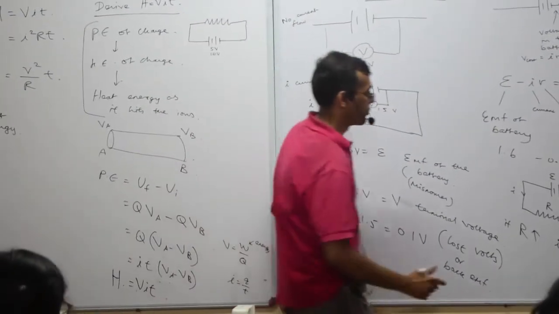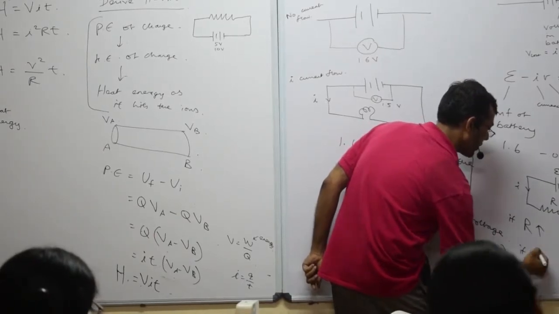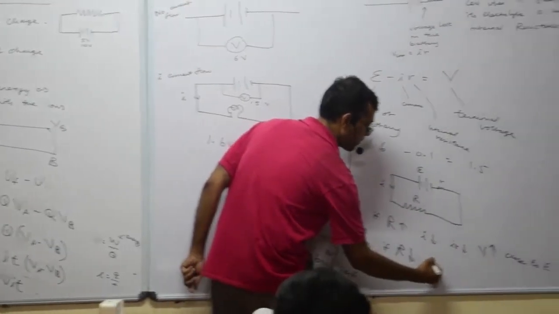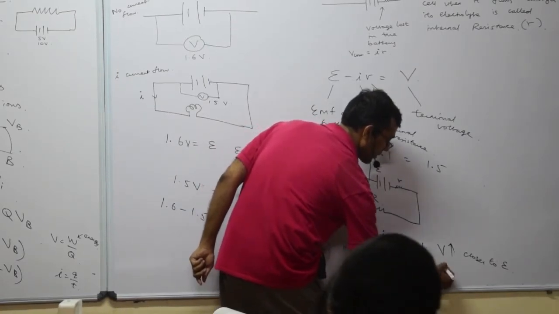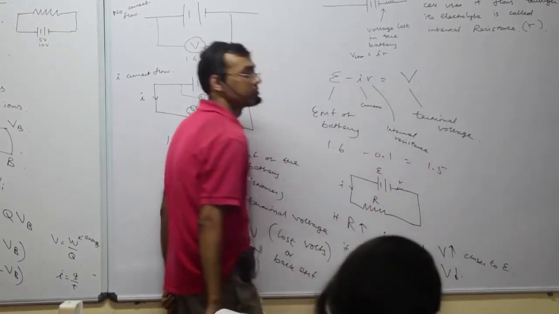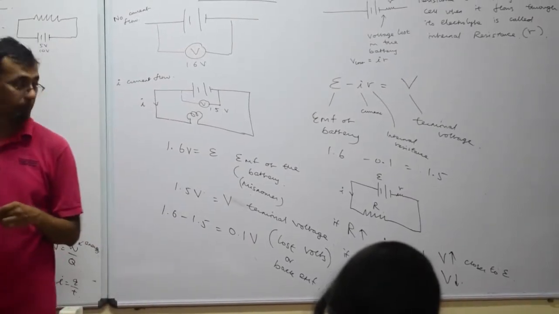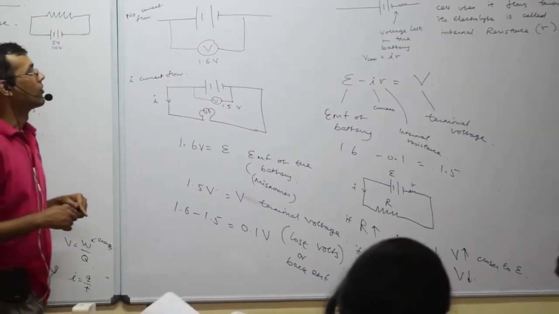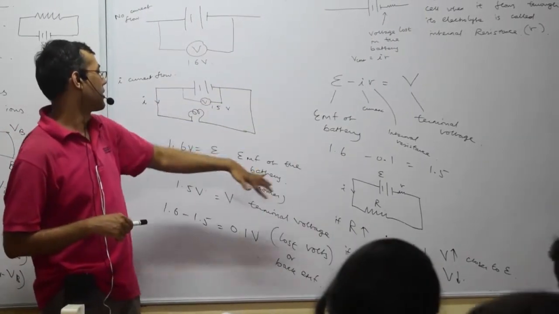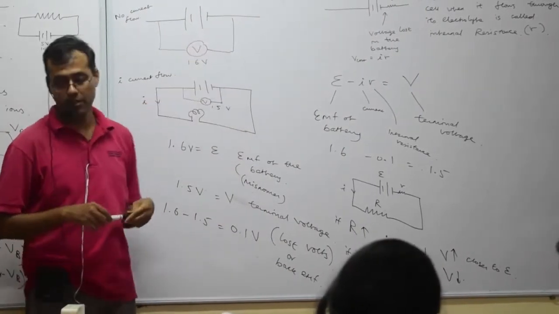The opposite is also true. So if R is very low, what will happen? I will increase. IR will also increase. V will decrease. So if you understand the entire material here in this one board, you can understand internal resistance.